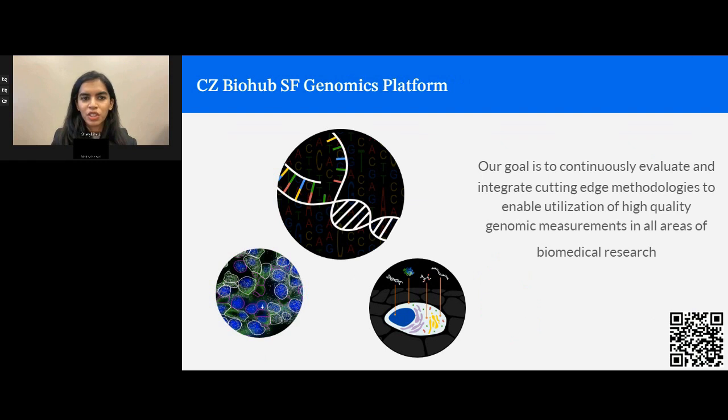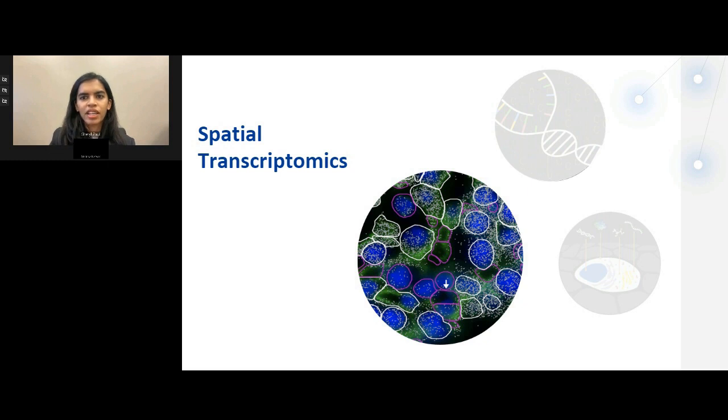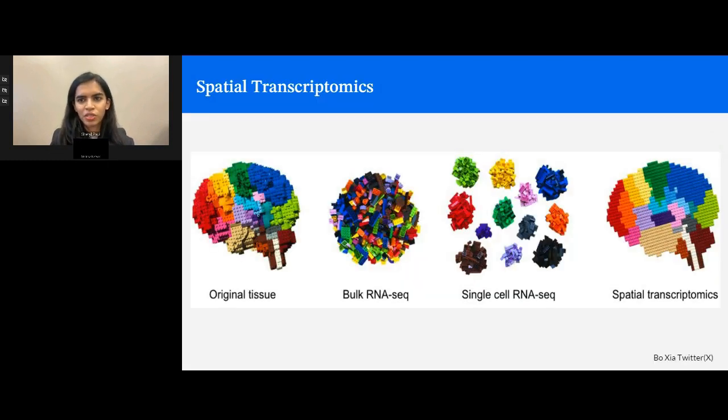So moving on to the genomics platform. As part of the genomics platform at CZ Biohub SF, our goal is to continuously evaluate and integrate cutting-edge technologies and methodologies to enable the utilization of high-quality genomic measurements to advance biomedical research. We have 3 primary focus areas, namely sequencing, single-cell sequencing, and spatial transcriptomics. Starting with spatial transcriptomics, it is the latest technology in genomics which not only allows you to measure all gene activity in a tissue sample, but also allows you to map the region where the activity is occurring.